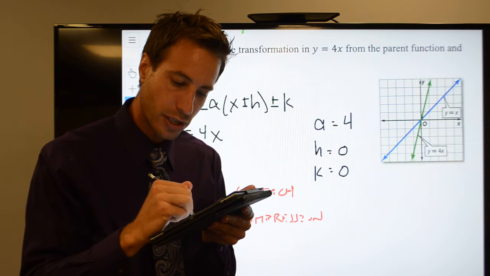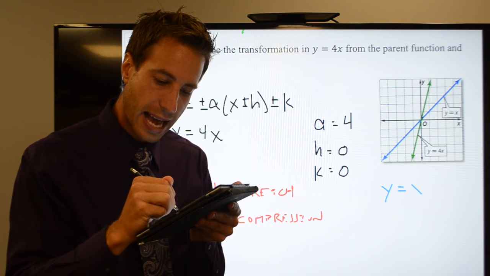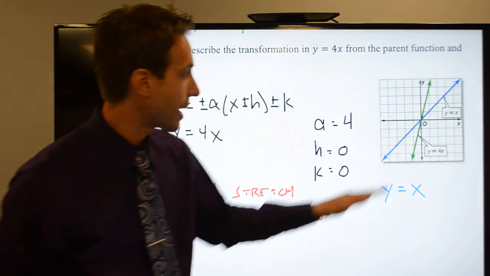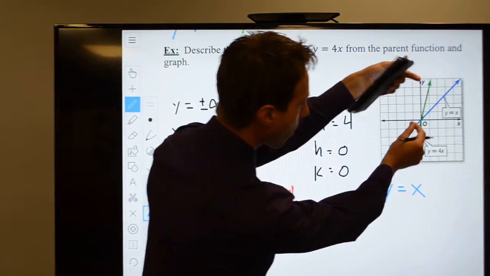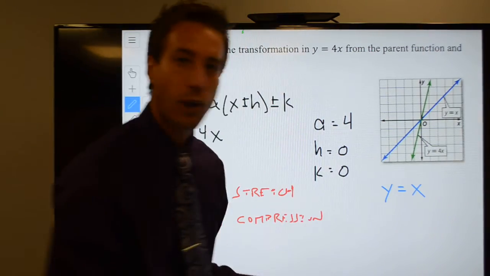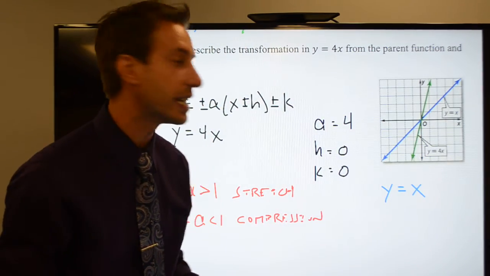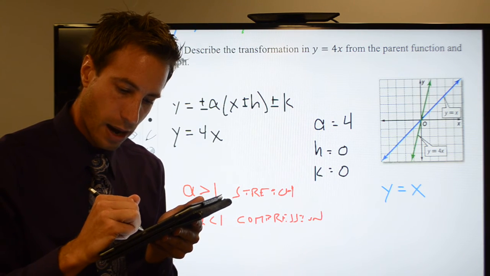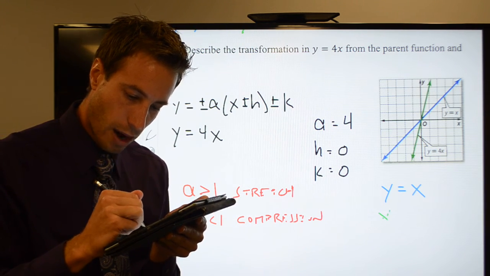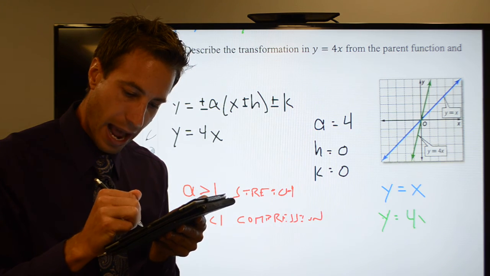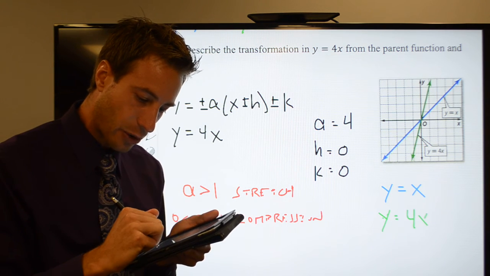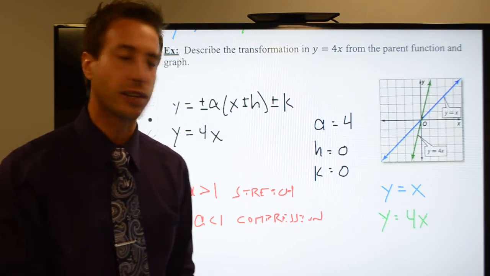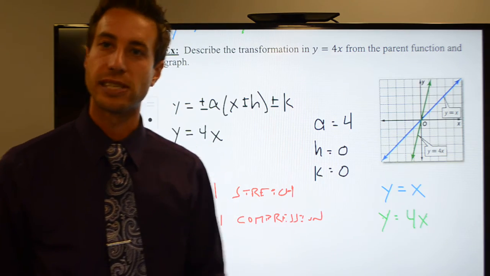Remember, the parent function is y equals x. That's the graph in blue going through the origin, right? Well, if I were to grab onto that graph and stretch it, right, you would see that that steepness would increase, which is exactly what I see here in green. y equals 4x. I have simply taken that graph in blue, that parent function, I've stretched it vertically, and I have a line that is much steeper now.